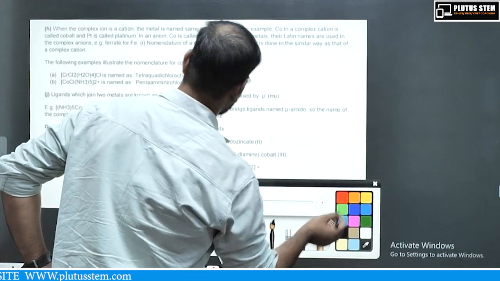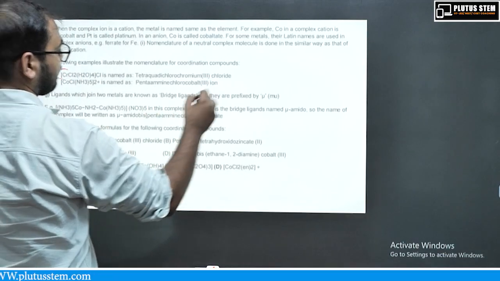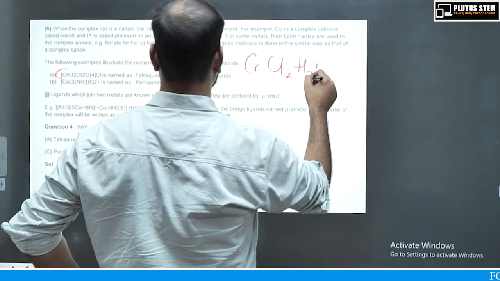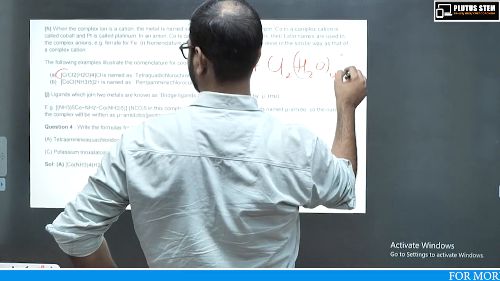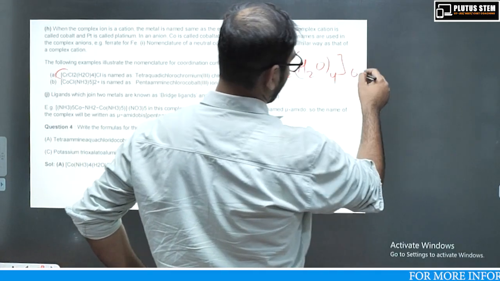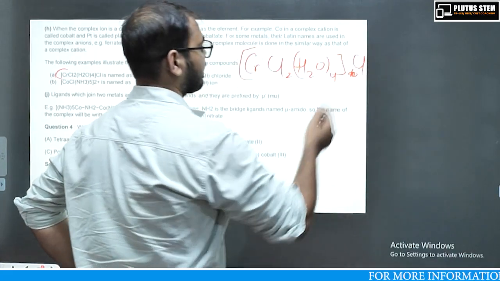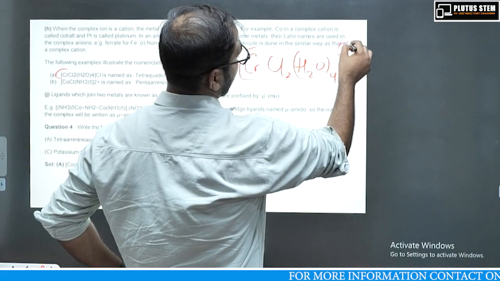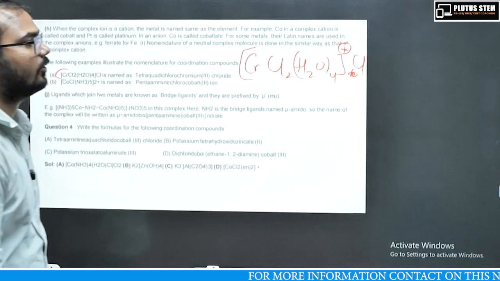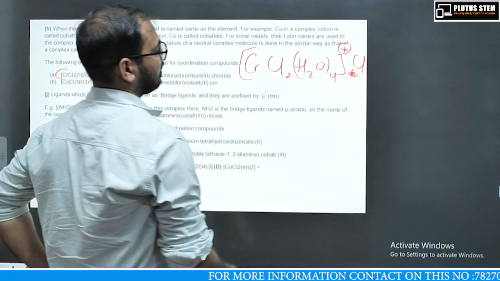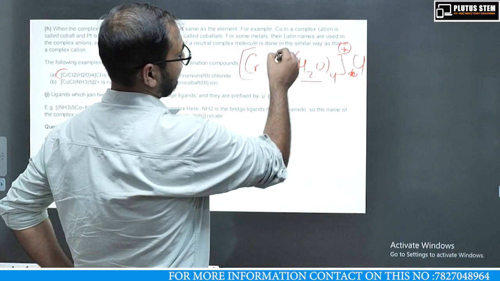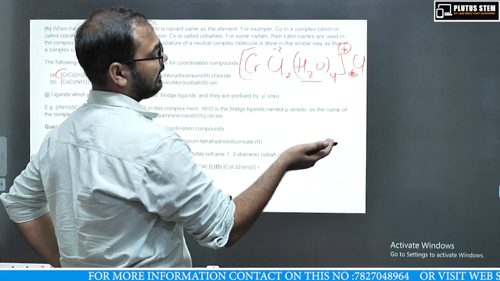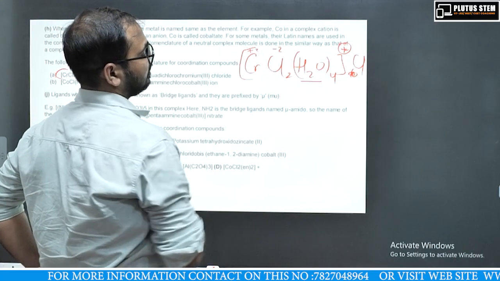For example, the complex is given as [Cr(Cl)2(H2O)4]Cl. Finding the charge on the coordination sphere: since the counter ion is one single Cl, the total positive charge on the coordination sphere would be 1 plus. Finding the oxidation state: H2O is neutral, Cl is minus 2. Minus 2 goes to the other side, so positive gets added. So Cr is in plus 3 oxidation state.